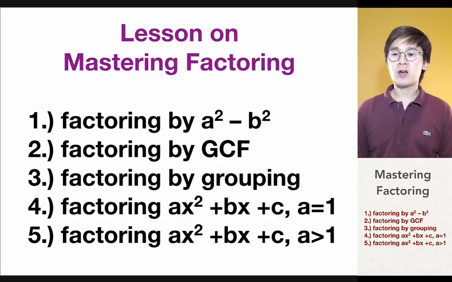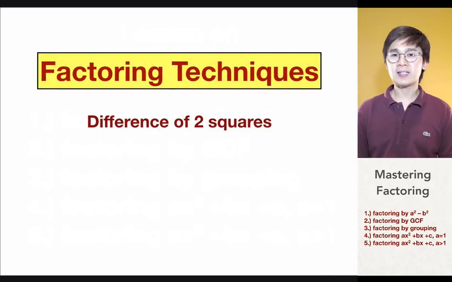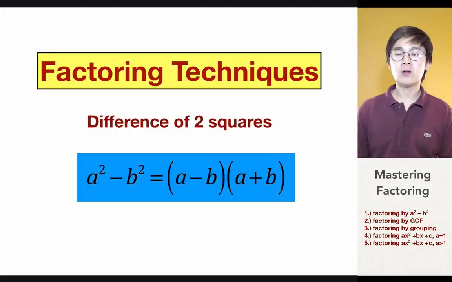Now let's work on the first factoring technique, which is the easiest factoring technique to use because you only need to recognize the difference of two squares in a given polynomial by this pattern. So if you see a squared minus b squared, you can factor it out or separate your polynomial into a minus b times a plus b.